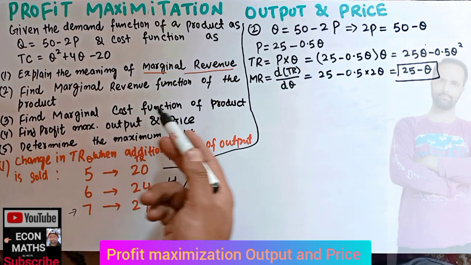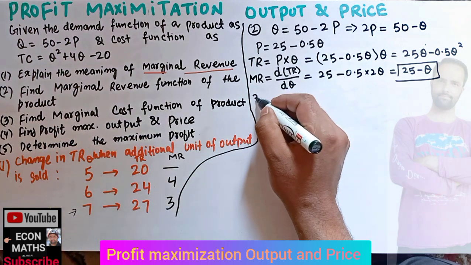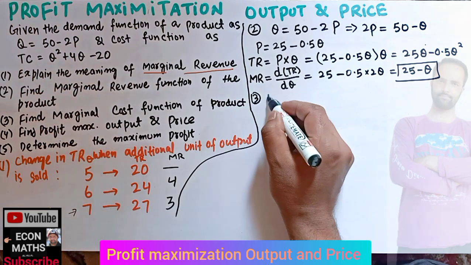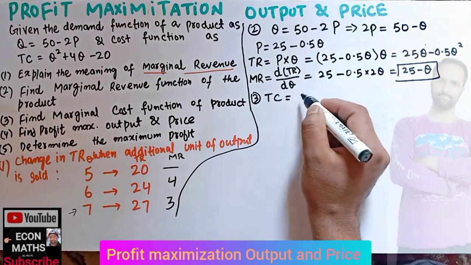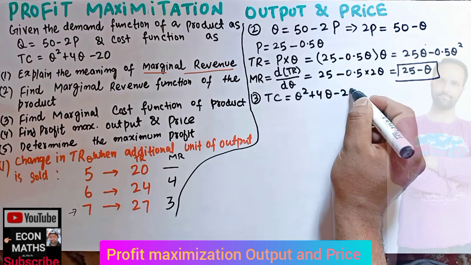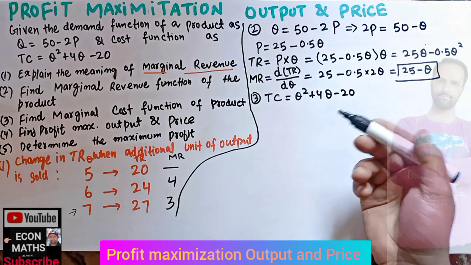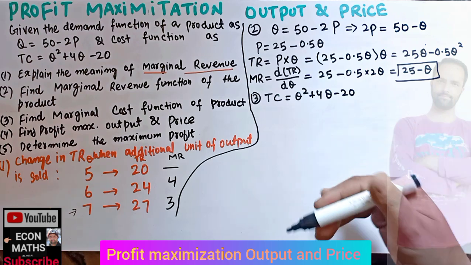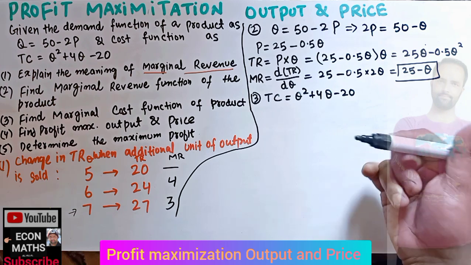After that we need to find our marginal cost function. The third question is to find the marginal cost function. First, what is our total cost function? Let's rewrite it. The total cost function is q square plus 4q minus 20. Okay, what is marginal cost? Simply the change in total cost when one additional unit of output is being sold.